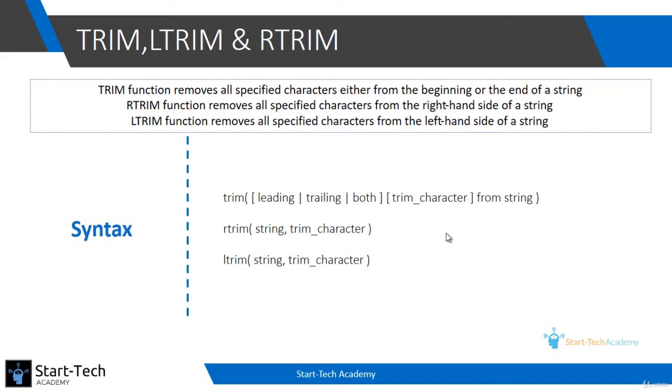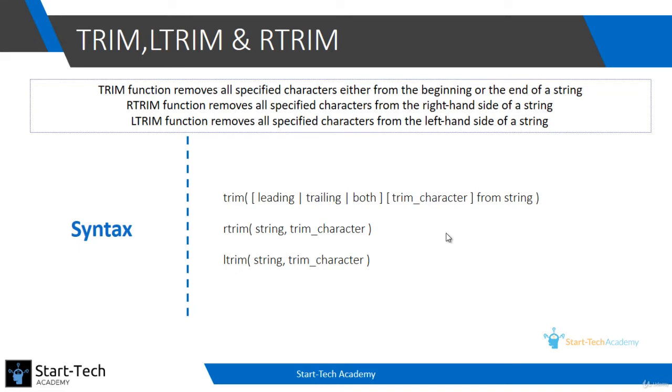Let us see how. In the syntax you can see that when you write trim, in the brackets you have the option of mentioning leading, trailing or both. By default it will be both. If you mention leading, it will function as Ltrim, that is it will remove characters from the left side of the string. If you mention trailing, it will behave as Rtrim, that is it will remove from the right hand side of the string. After mentioning leading, trailing, or both, you have to mention the trim character, the character that you want to trim. If you do not mention any character, it will remove only spaces.